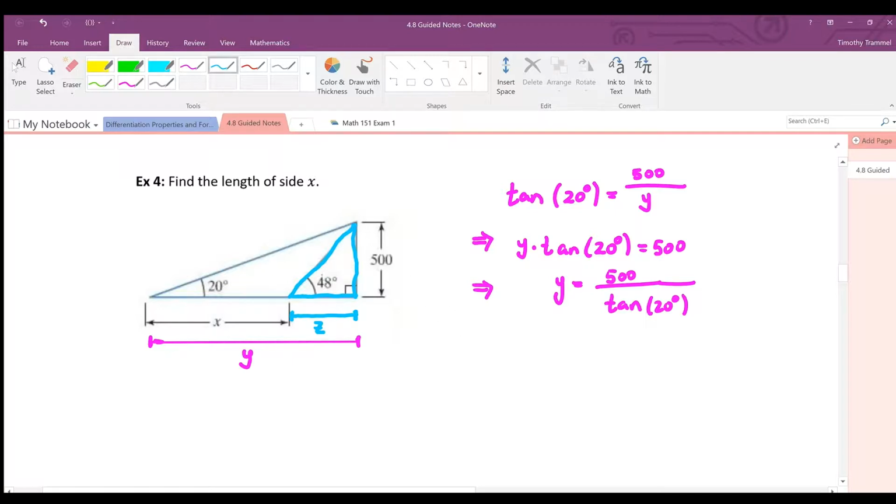And so let's do the same thing. Our angle this time, it looks like it's 48 degrees. So tangent of 48 degrees is equal to opposite, so 500, over adjacent, which is z. And if we go ahead and solve this for z, we should end up with z is equal to 500 over tangent of 48 degrees.